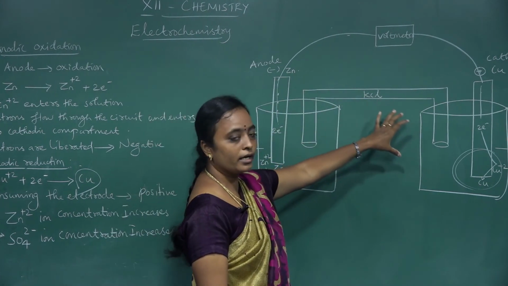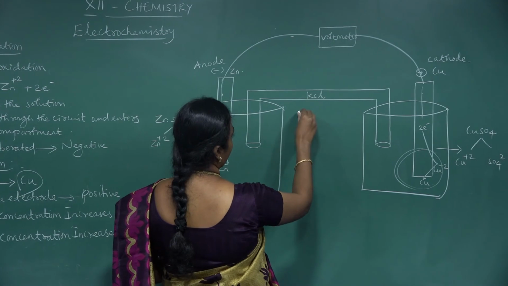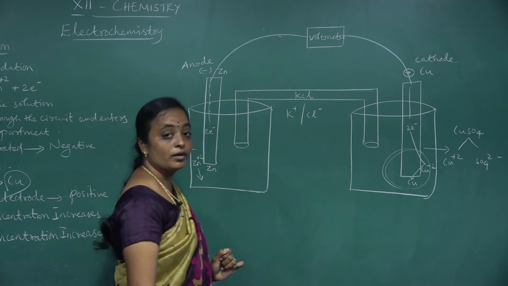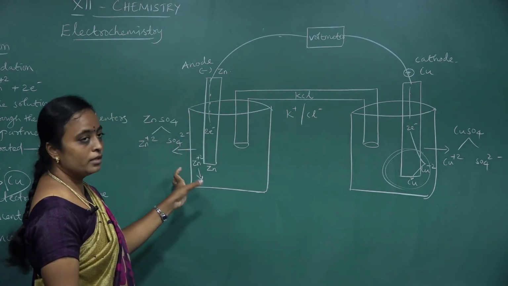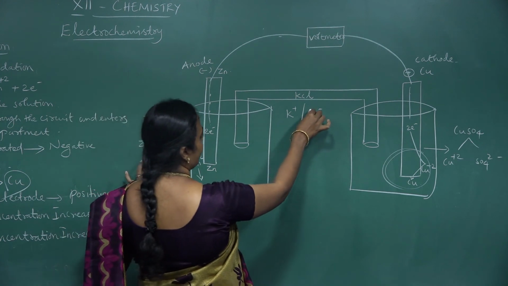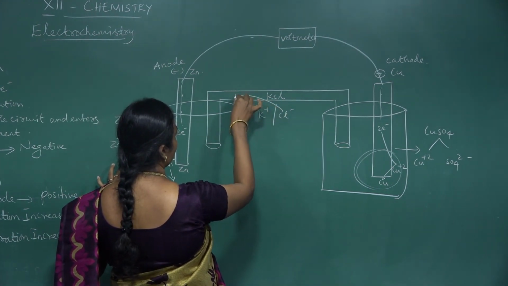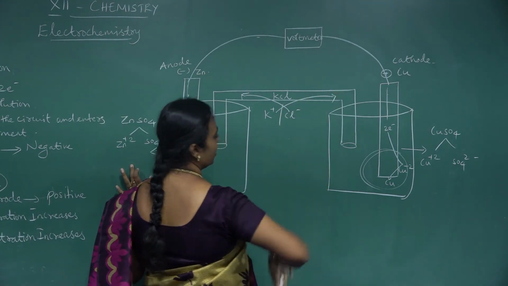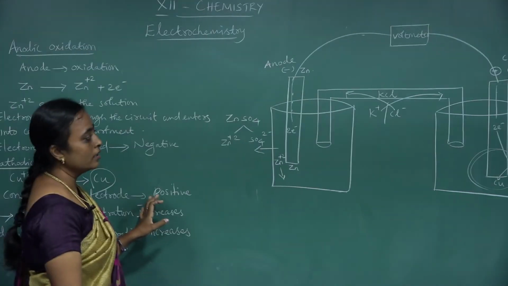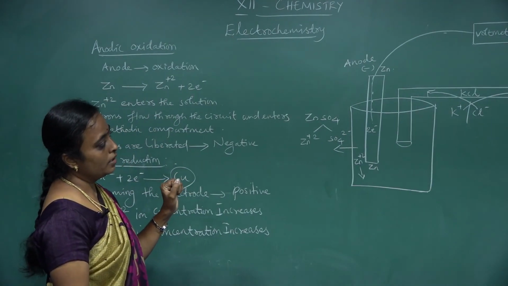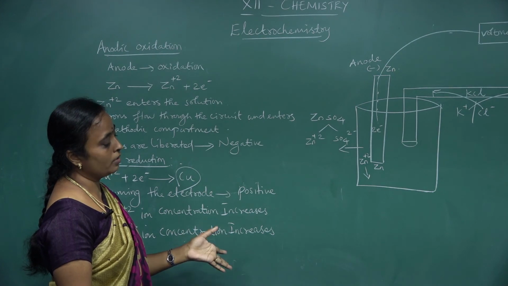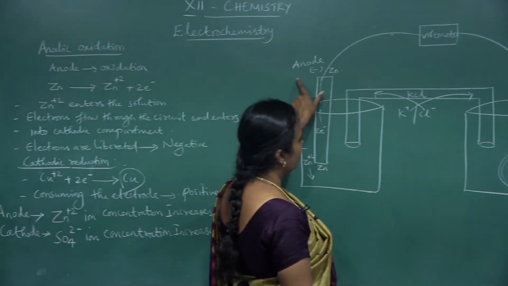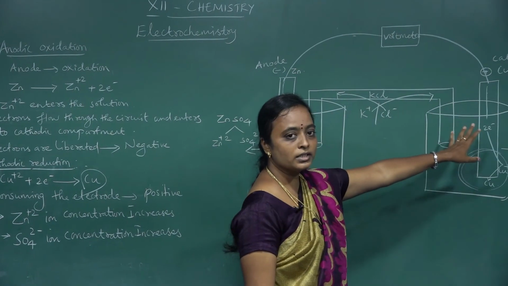The salt bridge ions. Okay, so here the salt bridge we are taking, the electrolyte consisting of K+ and Cl- ion. So to maintain the neutrality in both compartments, the Cl- ion will move towards the anodic compartment, and the positive K+ will move towards the cathodic compartment. Okay, and the neutrality will be maintained by the movement of the ions. That too, the negative ion will move towards a negative electrode, the positive ion will move towards a positive electrode.